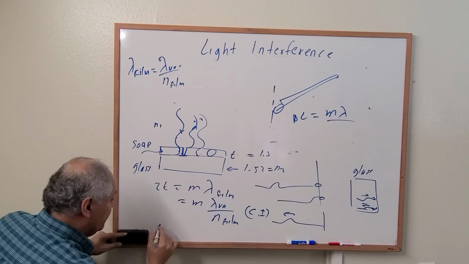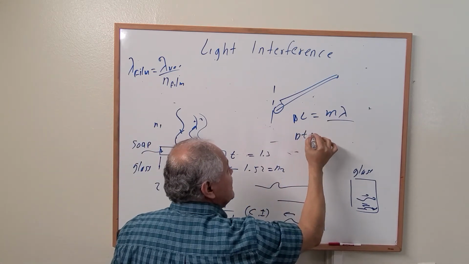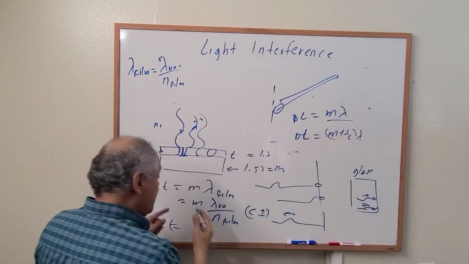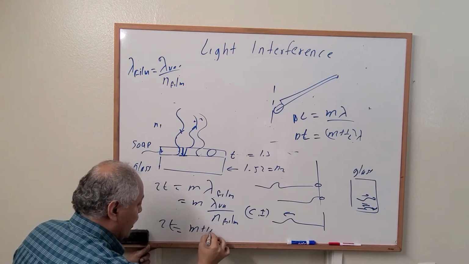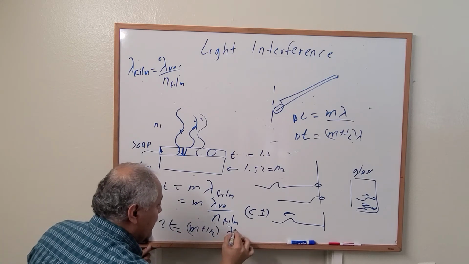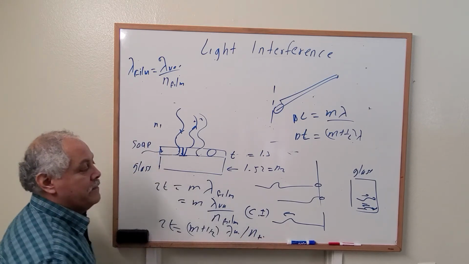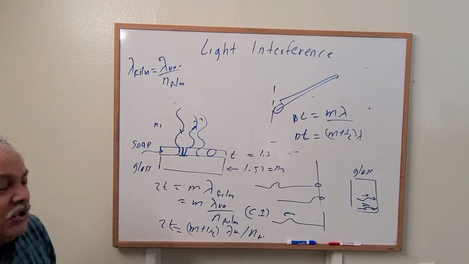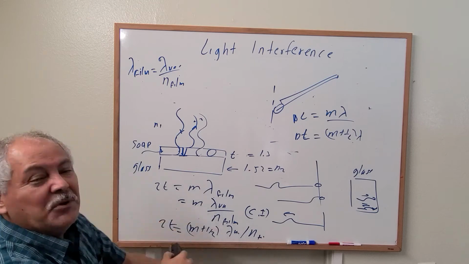Now, when do we have destructive? Well, the same thing, it's going to be 2T, the same thing as right here, right? When do we have destructive? When this delta L is equal to m plus 1/2 lambda. The same thing happens right here, right? It's going to be equal to m plus 1/2, correct? Lambda in the vacuum divided by n, the index of refraction of the film, correct? Perfect.